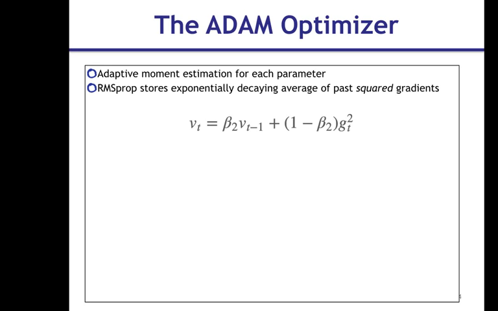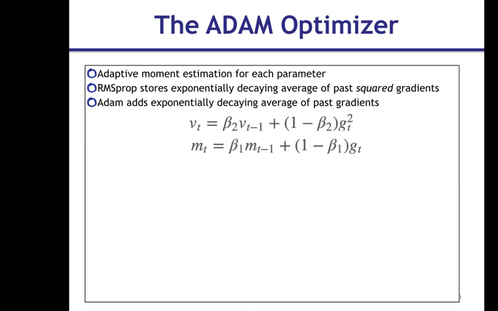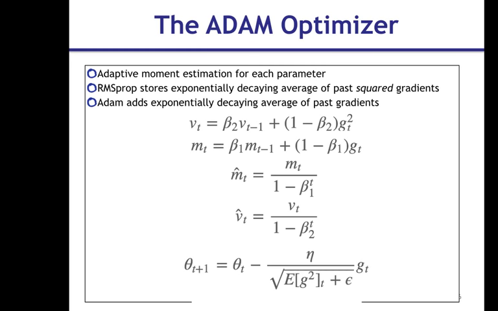rmsprop just uses the exponentially decaying average of the past squared gradients, but Adam adds the average of the gradients themselves. So these two terms are the bias corrected values, the m hat and the v hat, where you just correct for the bias. And at the bottom of the page is the update rule that we have for rmsprop. Adam is pretty much similar, but you replace the past squared gradients with the decaying average of the past gradients themselves.